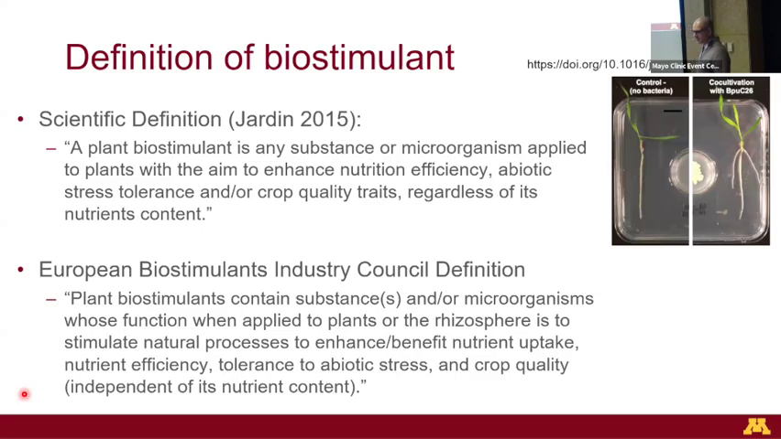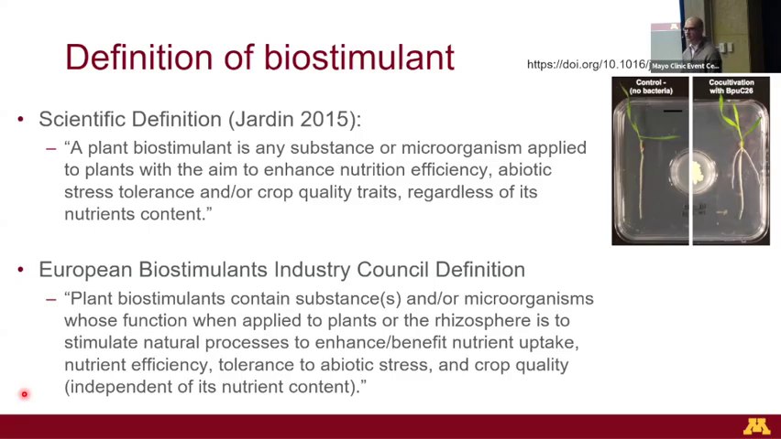There's two definitions out there that we see, a scientific definition and one from the European Industry Council, but they're kind of similar. The scientific definition says that a biostimulant is any substance or microorganism applied to plants with the aim to enhance nutrition efficiency, abiotic stress tolerance, and/or crop quality traits, regardless of its nutrient content. And the European one says that plant biostimulants contain substances and/or microorganisms whose function, when applied to plants or the rhizosphere, is to stimulate natural processes to enhance nutrient uptake, nutrient efficiency, tolerance to abiotic stress, and crop quality, independent of its nutrient content.